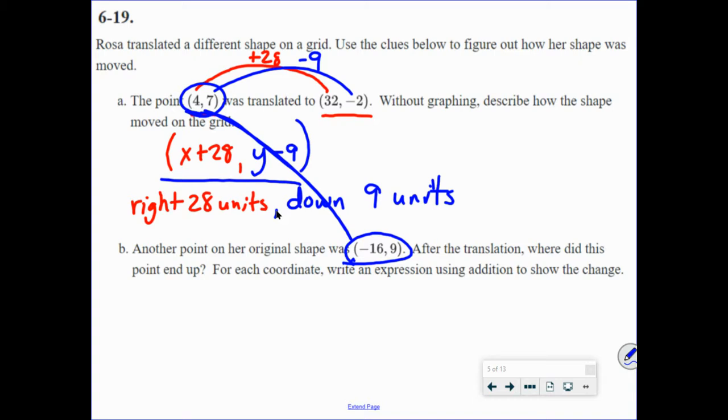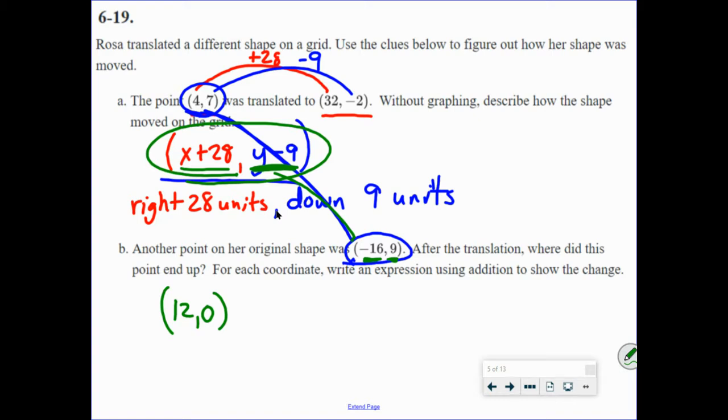Well, I apply these rules that we just talked about. I apply these rules to this coordinate point. Negative 16 plus 28. What is negative 16 plus 28? Careful here. Negative 16 plus 28 would be what? It would be 12. Negative 16 plus 28 is positive 12. All right? And then y minus 9, so 9 minus 9 would be 0. So the other coordinate point would end up at (12, 0). Okay? (12, 0).